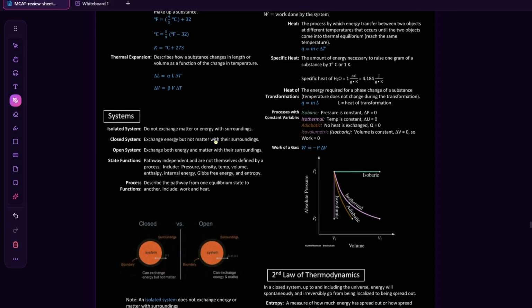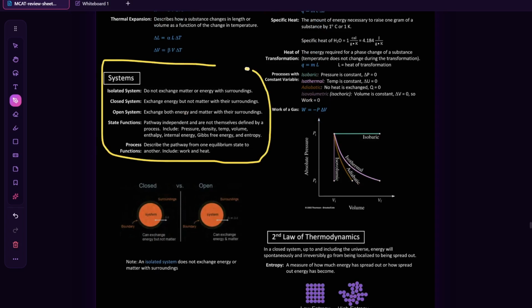Systems are what we will be studying. Let's go through what systems are first. There are 3 types of systems: you can have an isolated system, a closed system, or an open system. And systems have functions: process functions and state functions.